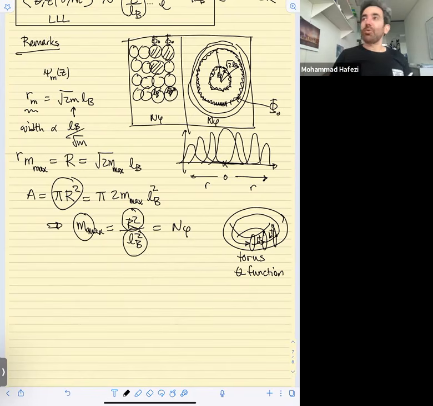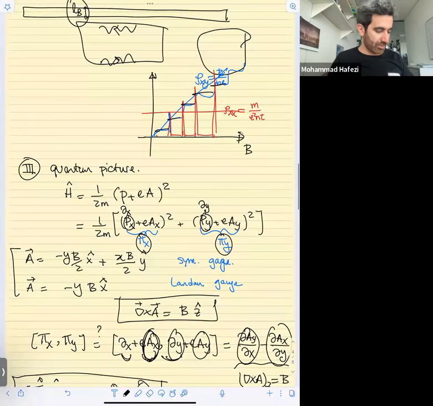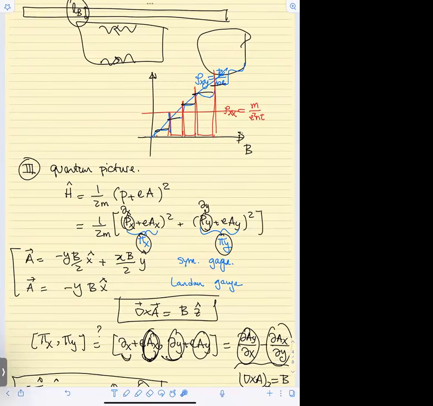So I will answer it. I chose my gauge. You see, I had this gauge freedom over here and over here. I chose the gauge to be the symmetric gauge. So I actually already picked an origin for the system. But you're right.